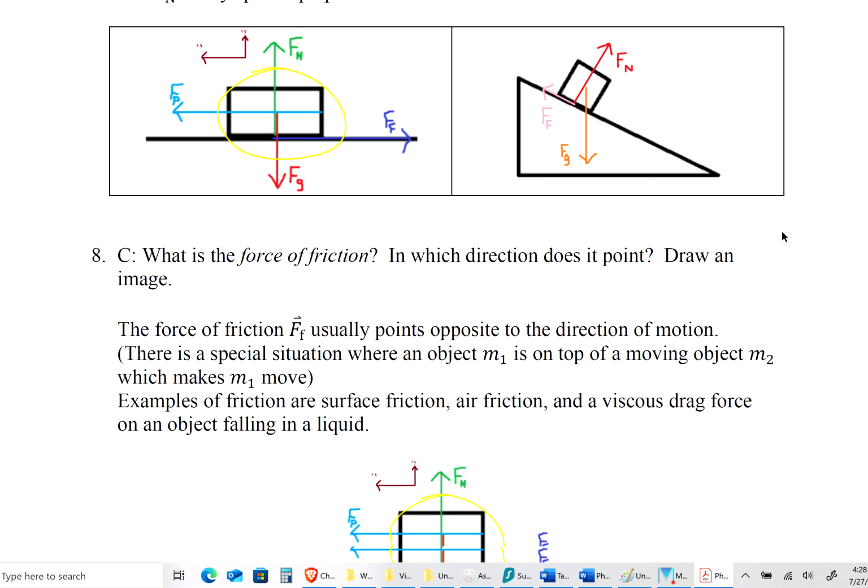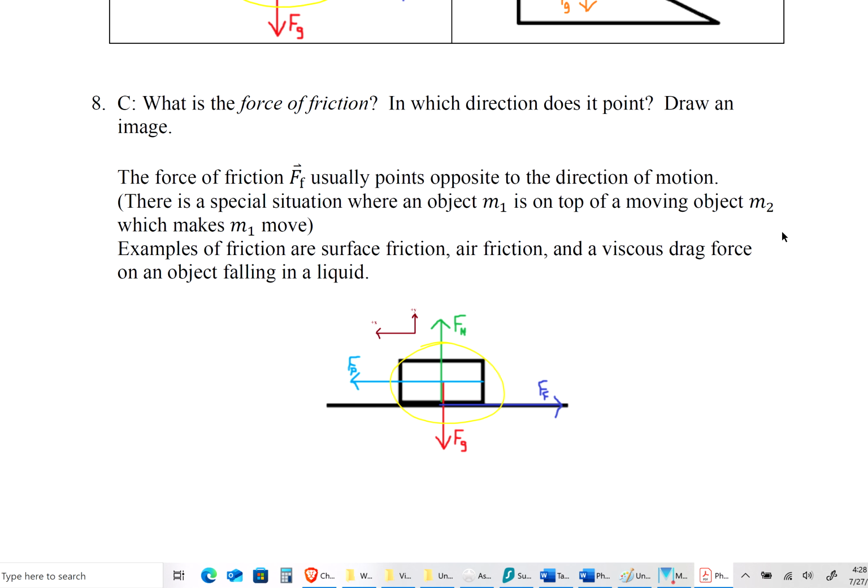Question number 8. What is the force of friction and in which direction does it point? Draw an image. The force of friction usually points opposite to the direction of motion. There's a special situation where an object M1 is on top of a moving object M2, which makes M1 move. Examples of friction are surface friction, air friction, and a viscous drag force on an object falling in a liquid.